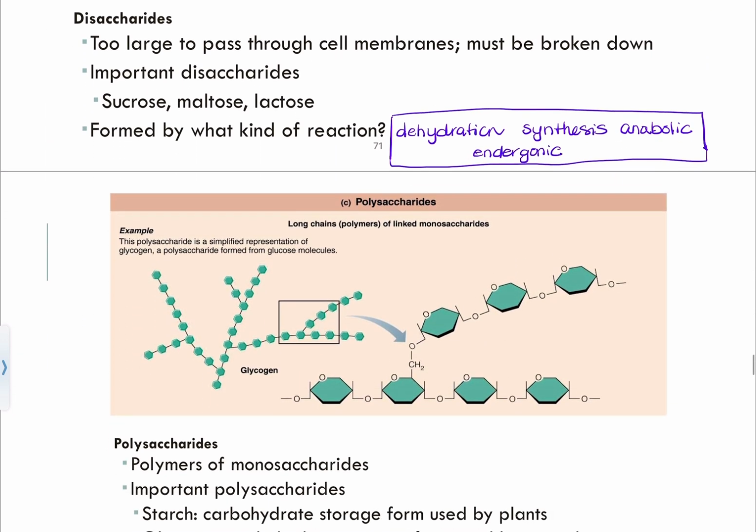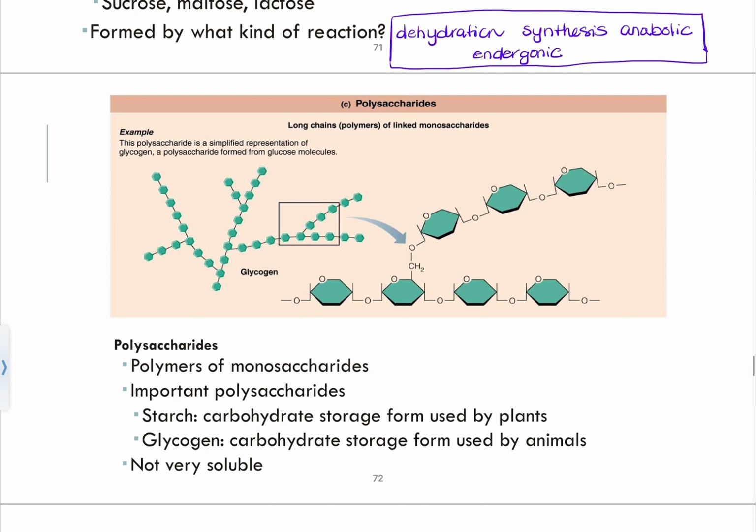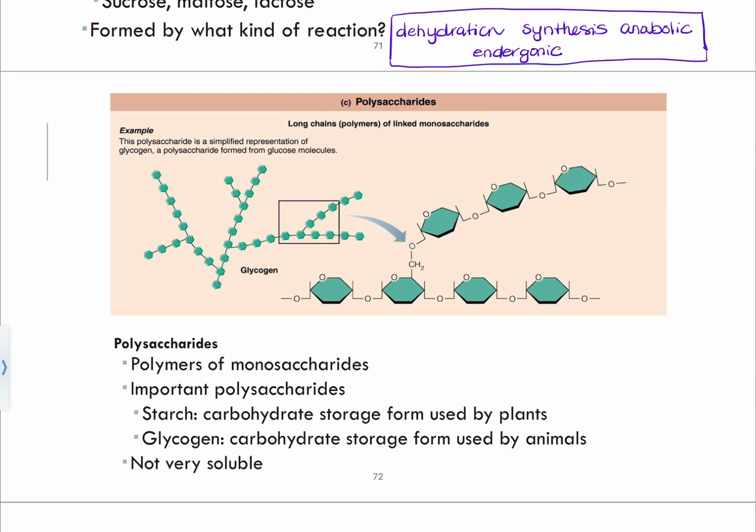So then if we have 3 or more sugars linked together, we then refer to it as a polysaccharide. I mentioned previously that glycogen is our predominant polysaccharide that we have in our body. So that's how we store our carbohydrates. For plants, they store their carbohydrates in the form of starch.